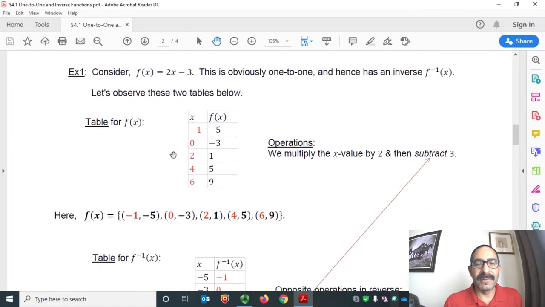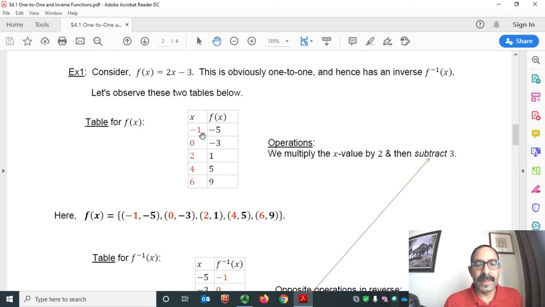First table for f(x). Now here there are two columns, the x column and the f(x) column. So for the x values, let's pick some negative numbers, zero, and positive numbers. So I pick negative 1 and evaluate f at negative 1. So put x equals negative 1 here. Then this gives you 2 times negative 1 is negative 2, and minus 3 is negative 5.